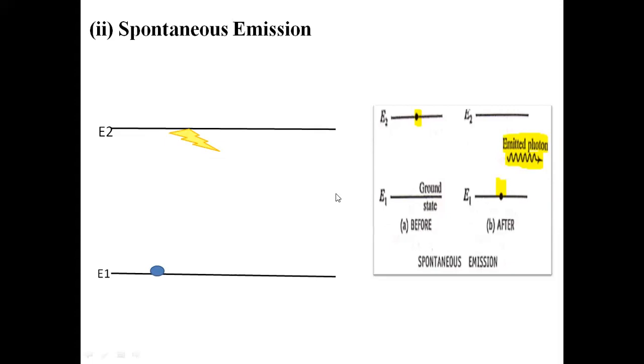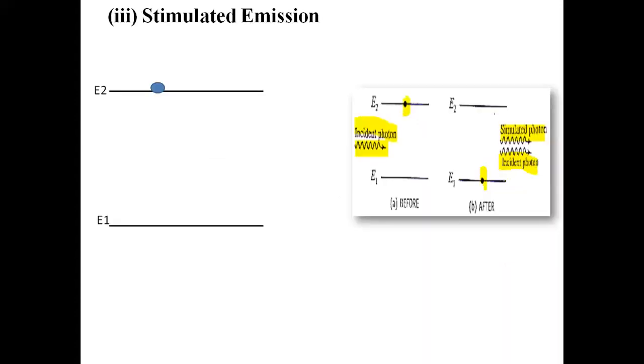But what is the meaning of amplification? Amplification is getting more photons. For example, if I incident one photon, I should get at least two photons as output. That is known as amplification, right? Therefore, here you can see I have explained the stimulated emission as well, right?